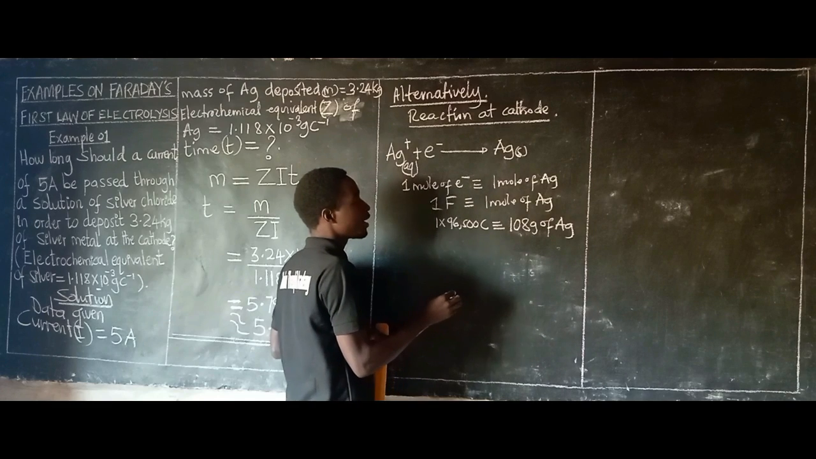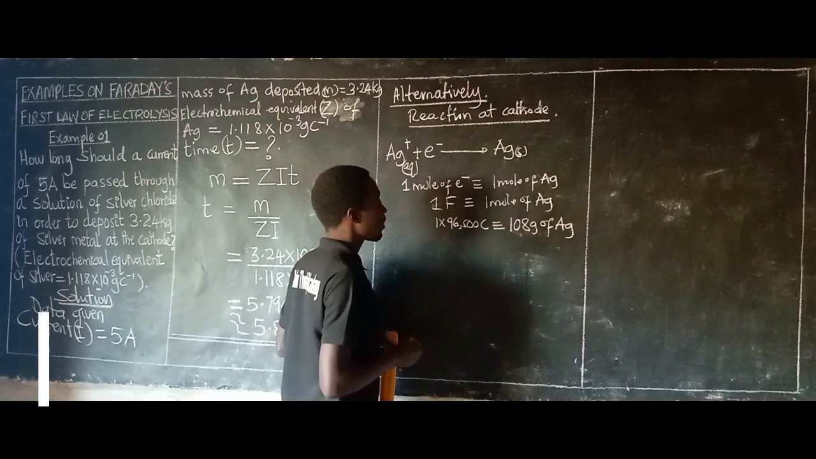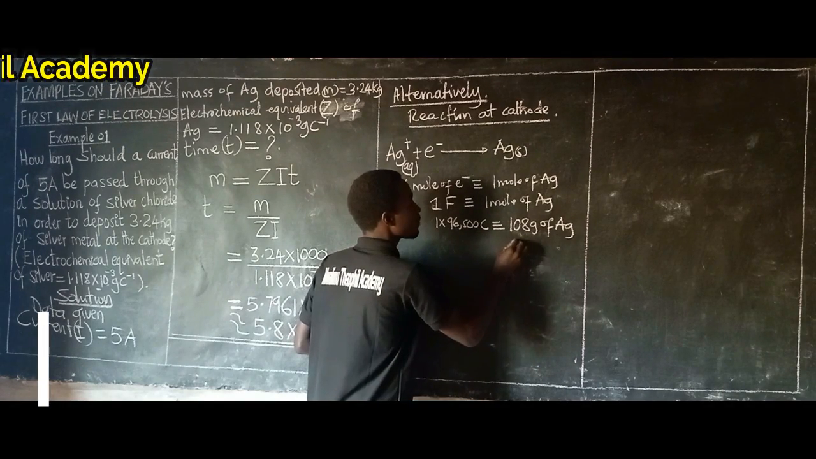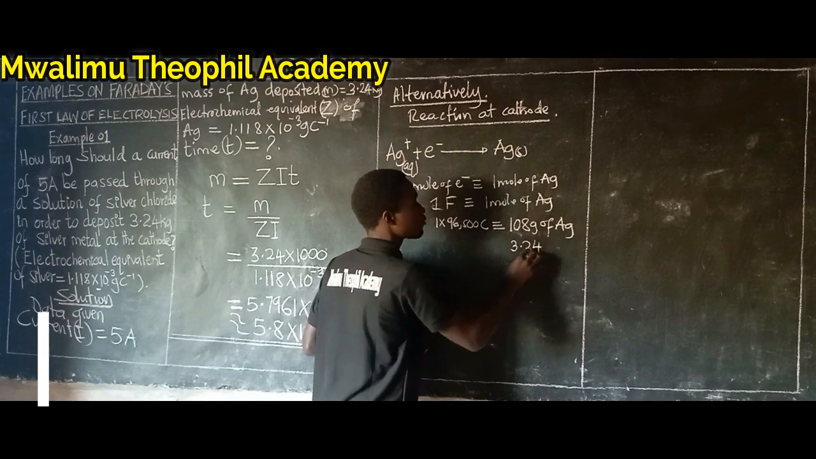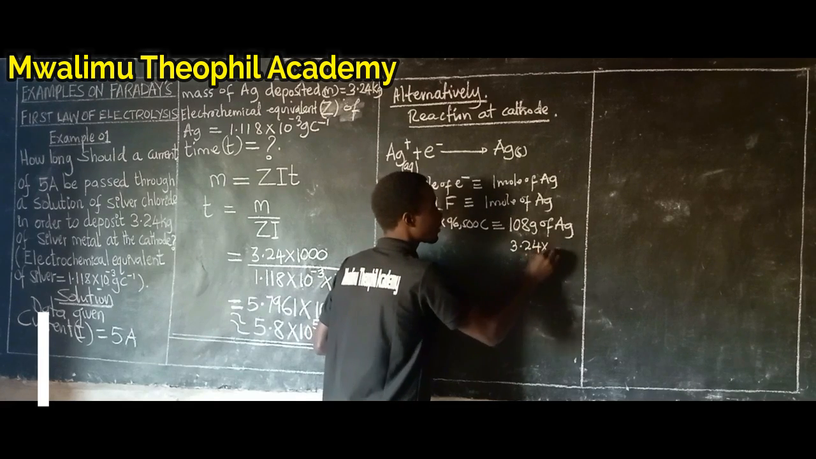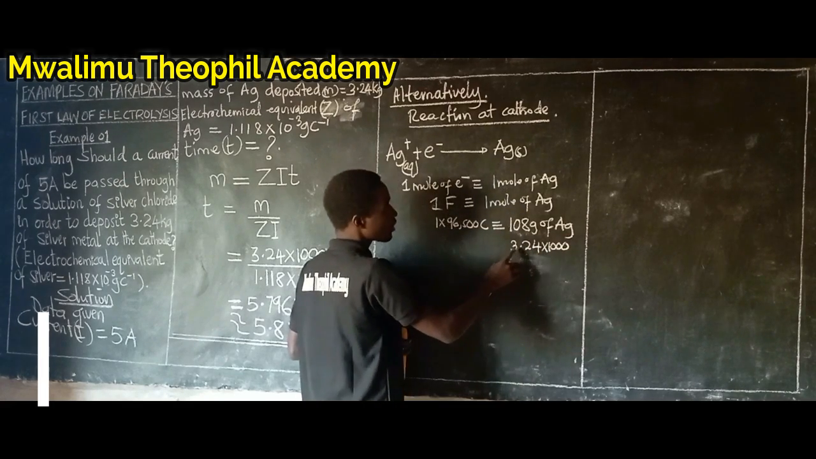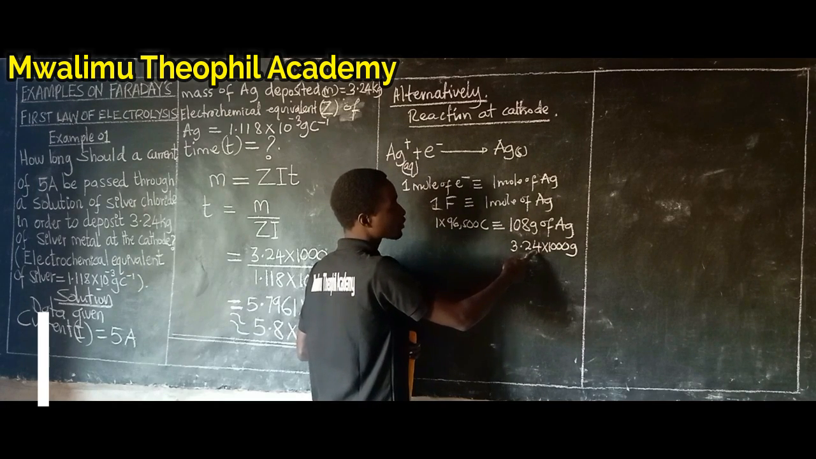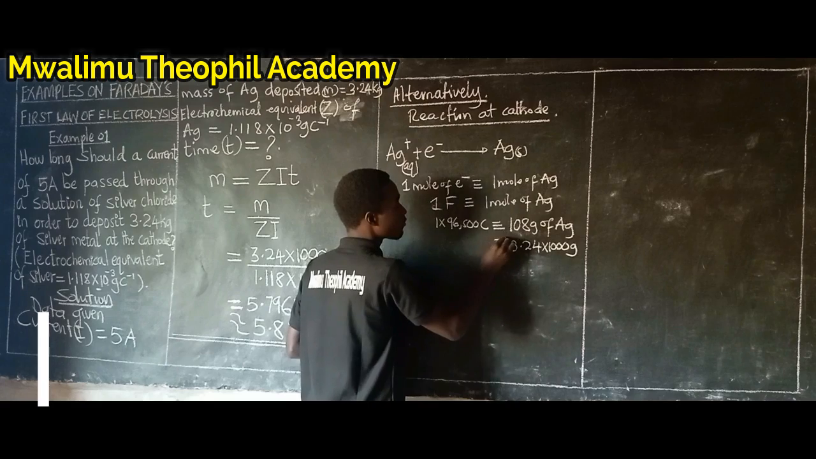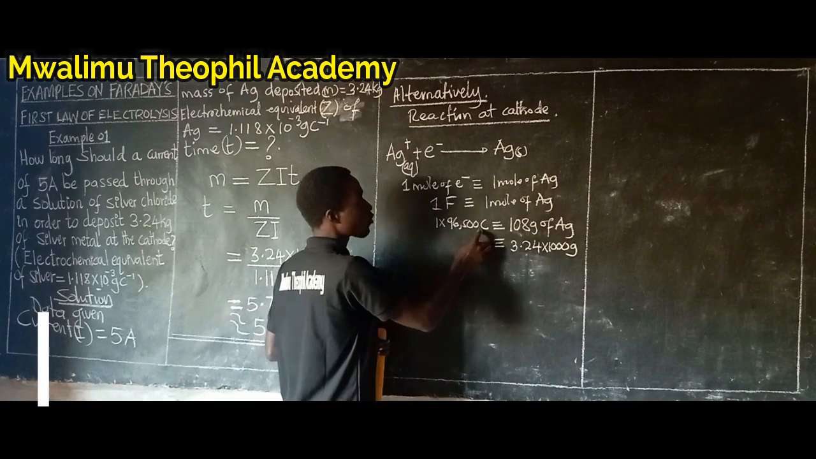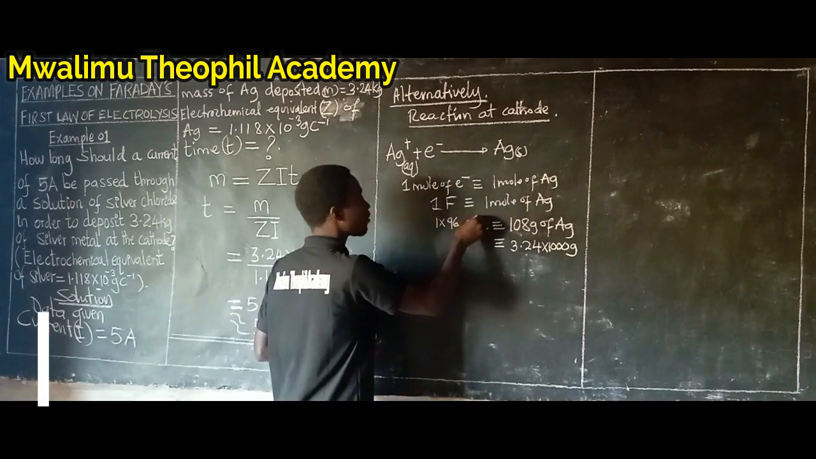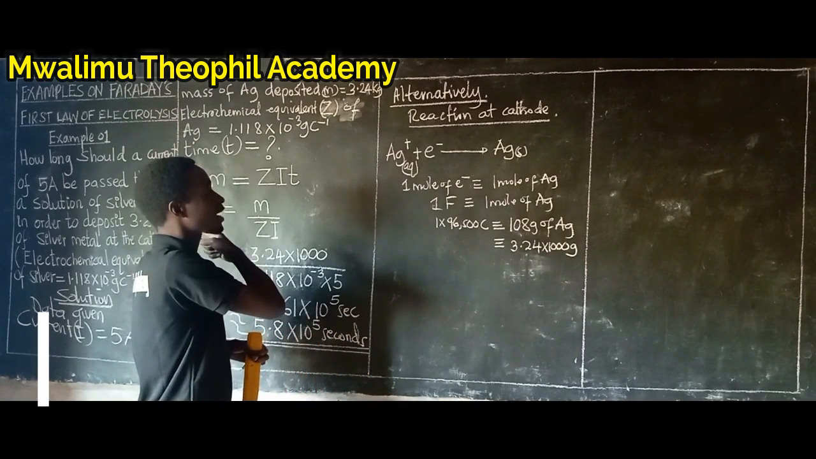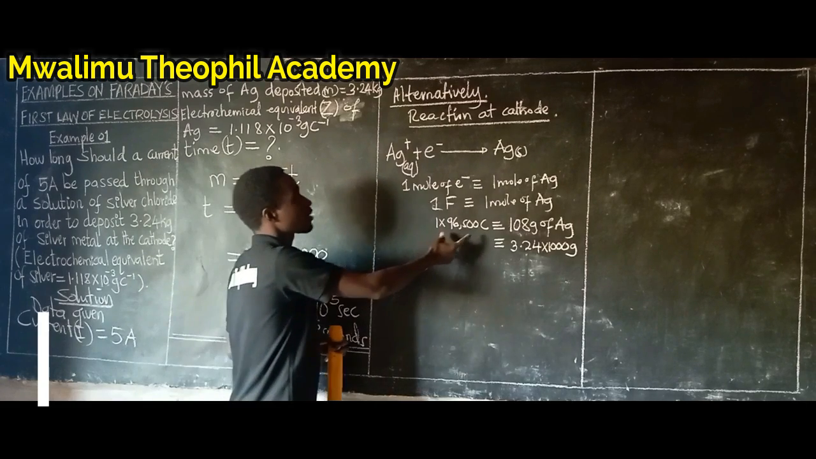Now, let us use the data from the question. Here, we are given 3.24, which is in terms of kilograms. So to change it into grams, we multiply by 1,000. Now, this amount deposited at the cathode will be equivalent to how many coulombs. Here, we are required to relate the given current and time so as to make them be in coulombs.